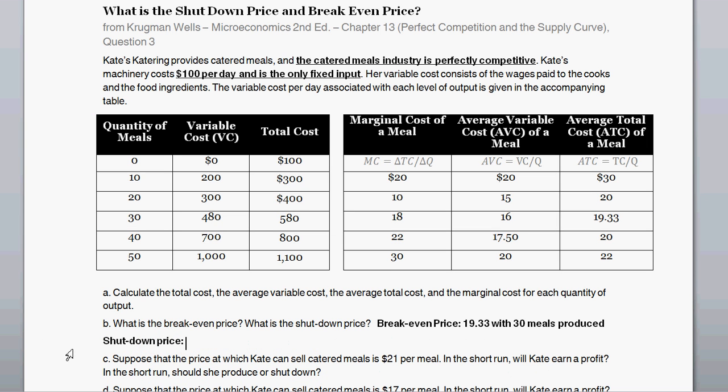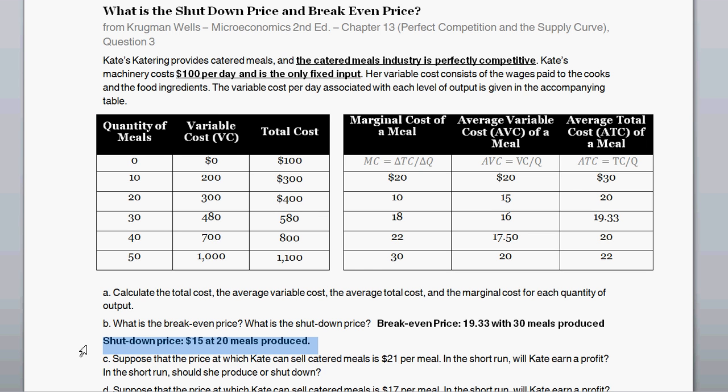Okay, so now what's the shutdown price? The shutdown price is the minimum of the average variable cost. So we look at an average variable cost schedule here, and we see that the minimum average variable cost is 15. So the shutdown price is going to be $15, and that's at a production level of 20 meals produced.